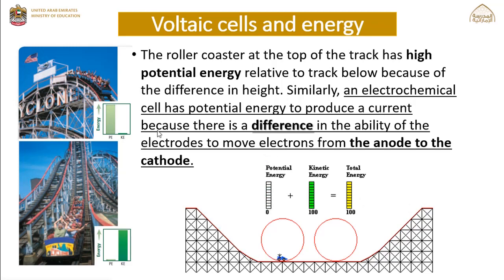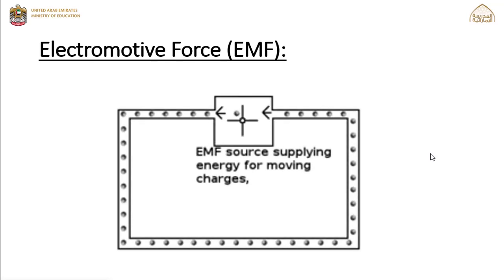Similarly, an electrochemical cell has a potential energy to produce current because there is a difference in the ability of the electrodes to move electrons from the anode to the cathode. Electromotive force. EMF source supplying energy for moving charges.